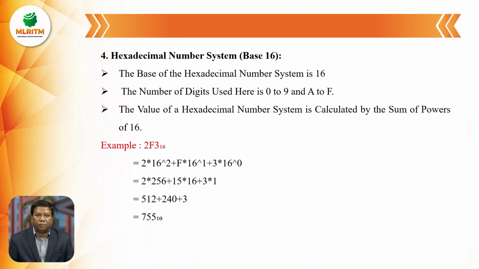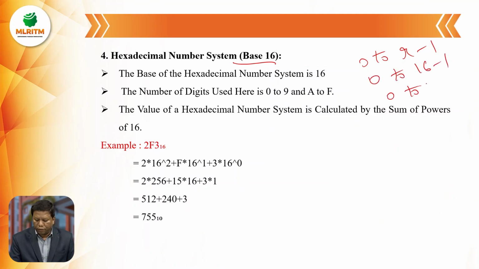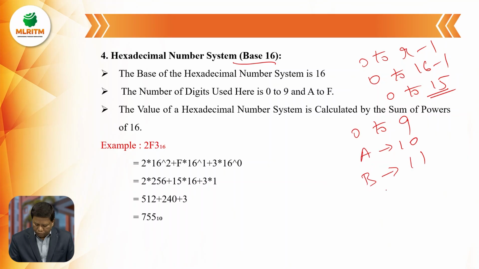Next one, hexadecimal number system. Base is 16. 0 to r minus 1 means 0 to 16 minus 1, means 0 to 15. But in hexadecimal, up to 0 to 9 it will display digits. After that, A is 10, B is 11, C is 12, D is 13, E is 14, F is 15.